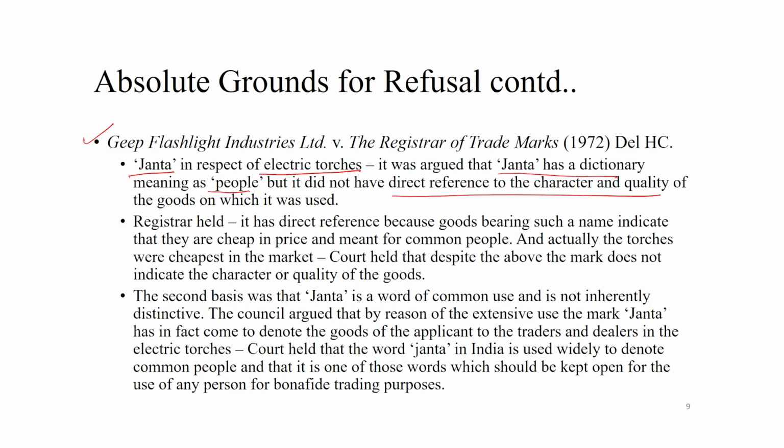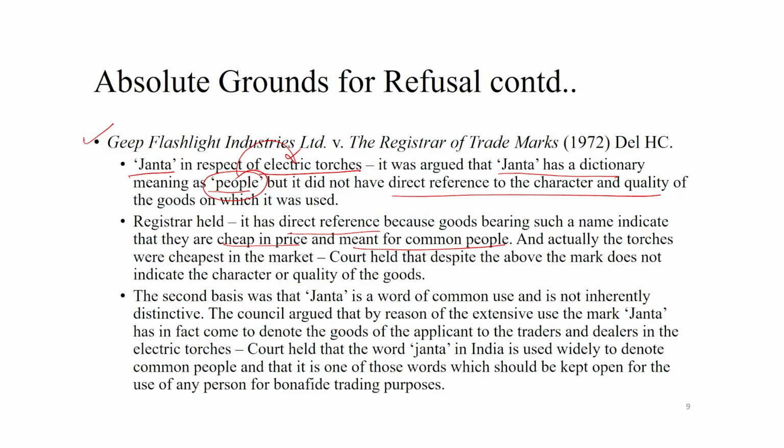There is no direct reference. People, the word people has nothing to do with electric torches. Whether in English or in Hindi, people or janta, it has no direct reference to the character and quality of the goods. But the registrar held that it has direct reference. Why? Because registrar held that goods bearing such a name, janta, indicate that they are cheap in price and meant for common people. This makes some sense.